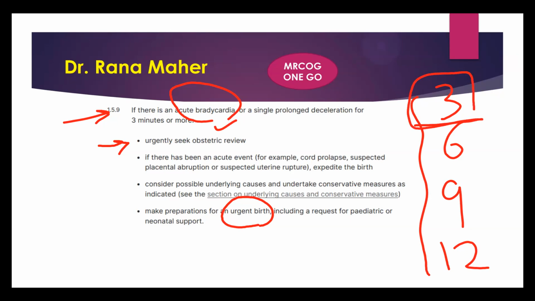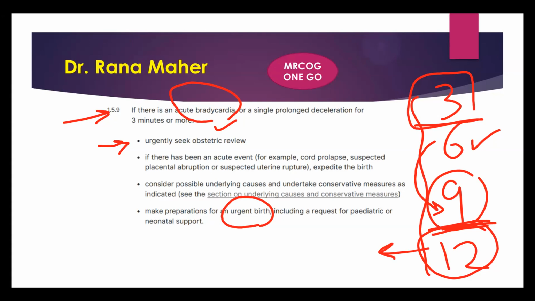This is for 3 minutes. We will assess again if it's the same situation at 6 minutes. So at 6 minutes, we will move the patient to theater. The patient has to be in the theater at minute number 9, 9 minutes from the start of the acute bradycardia. And at minute number 12, 12 minutes from the start of the acute bradycardia, the baby has to be out.